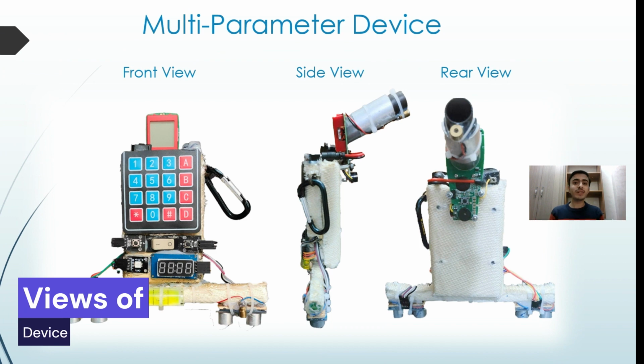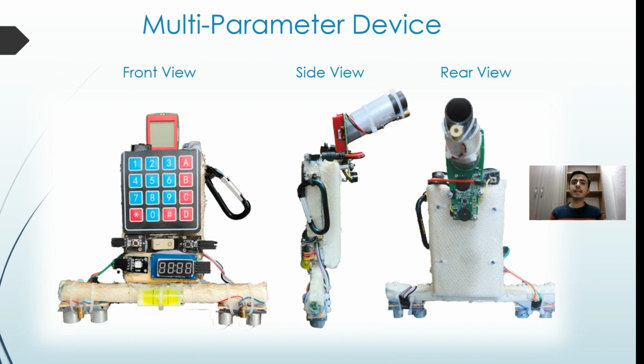So this is a showcase of the device itself. The leftmost is the front view of the device, the middle one is the side view, and the rightmost is the rear view of the device. A point to note is that it's so lightweight and small that it can easily be held and carried. And also notice that the hook attached to the device will help it to be attached to any support.